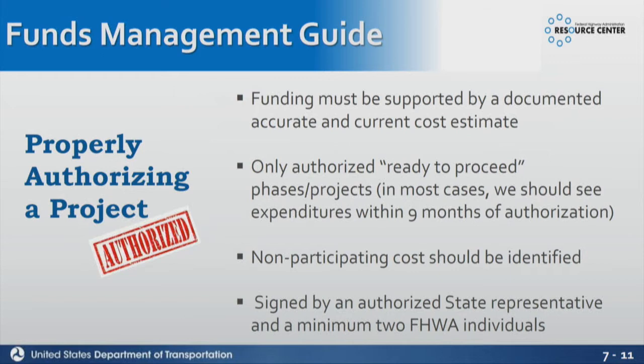So really, we want to make sure that if we're obligating, we should be seeing expenditures within 9 months. And the reason why we say 9 months is because if we don't see it in 9 months, then it's going to very likely show up on the inactive projects list when we come out with the year inactivity. So that's just another way that you can check it.